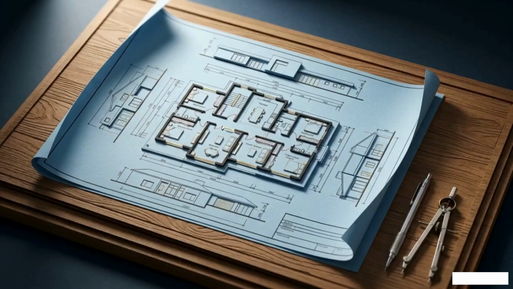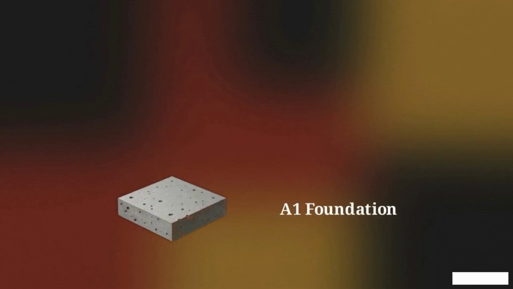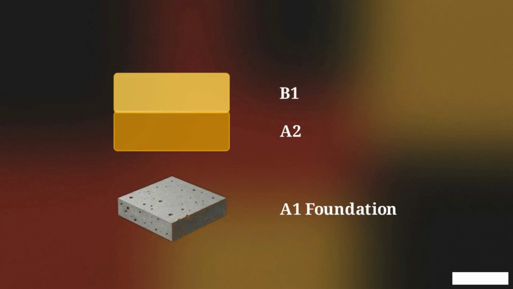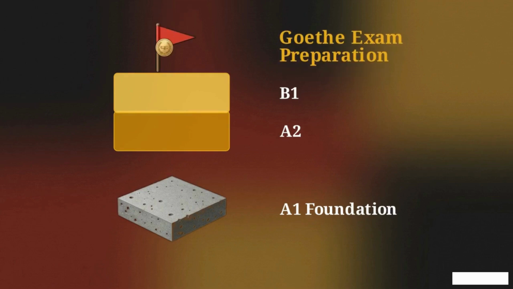Let's zoom out from the daily routine and look at your entire journey toward German fluency. Look at this diagram. Everything begins with this solid block, your A1 foundation course. As you progress, levels A2 and B1 stack directly on top, relying entirely on the stability learned here. At the peak sits your ultimate destination, Goethe exam preparation.